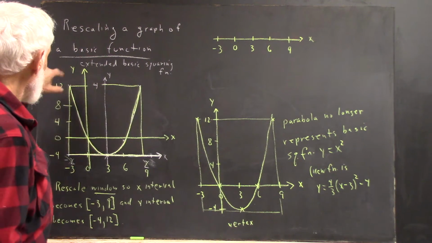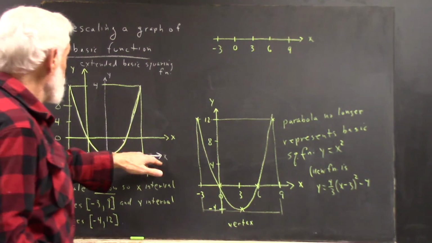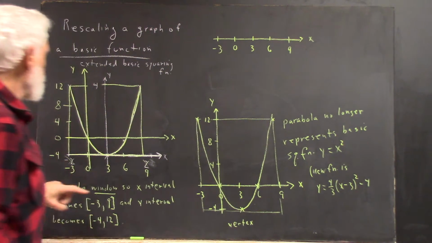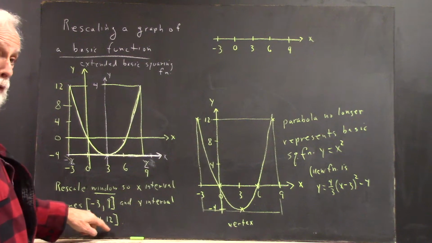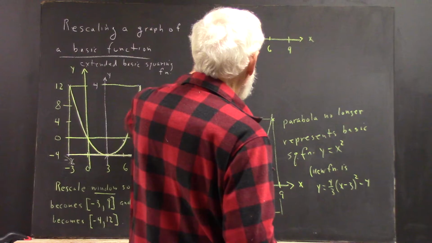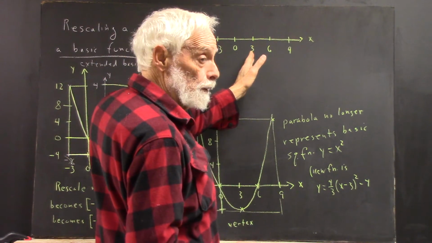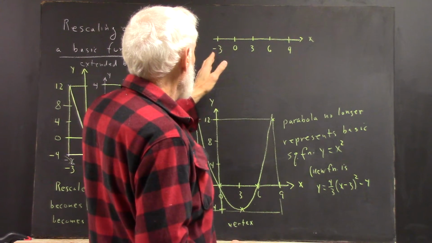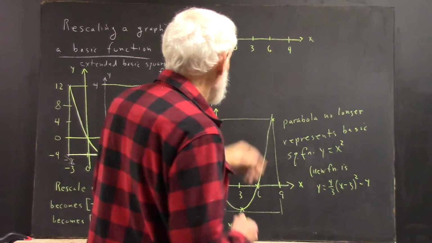And here is the graph. It was originally in white, indicating that it was a graph of a basic squaring function on the white axes. Now, we rescaled the window so the x-interval became -3, 9 and the y-interval became -4, 12. The x-interval from -3 to 9, if we subdivide the interval in half, 3 is going to go here, halfway between -3 and 9. 0 is going to go here, halfway between -3 and 3. 6 is halfway between 3 and 9. It's going to go here.